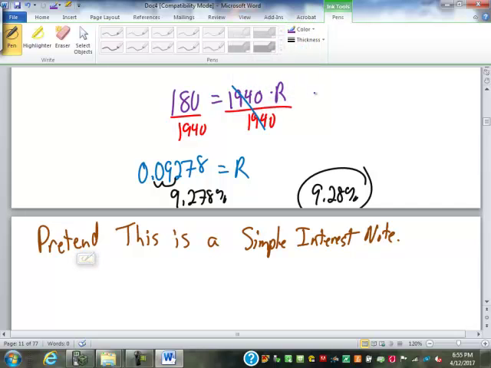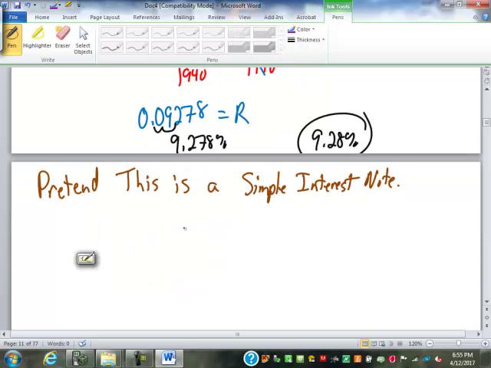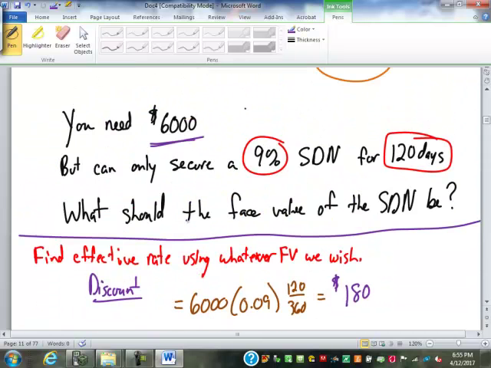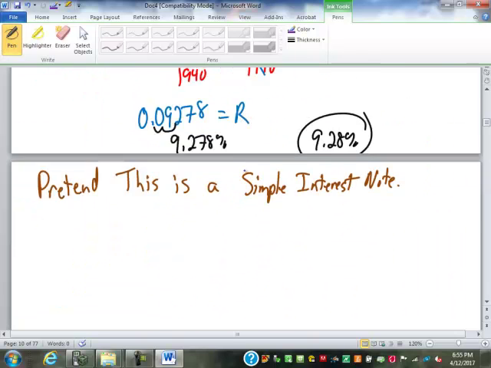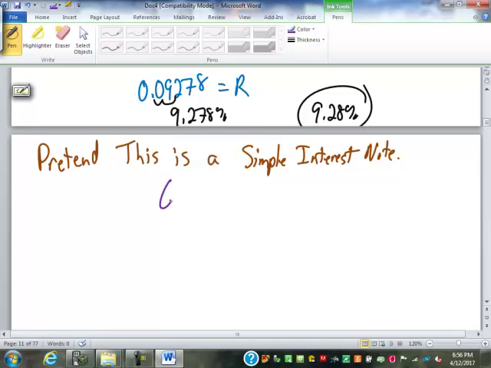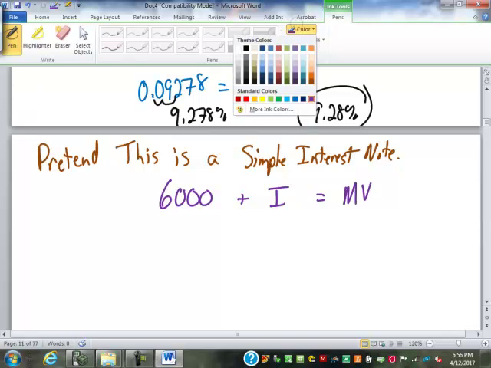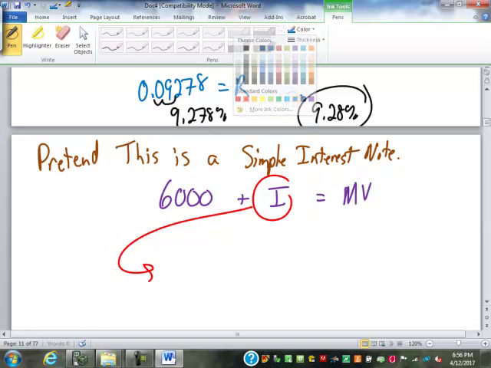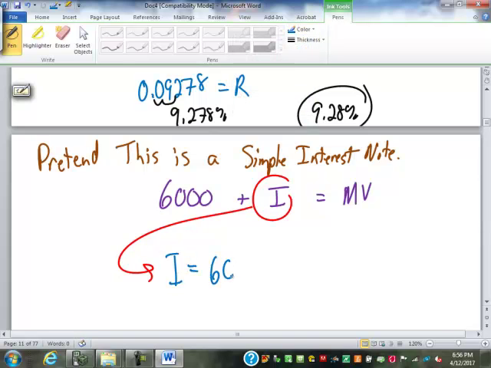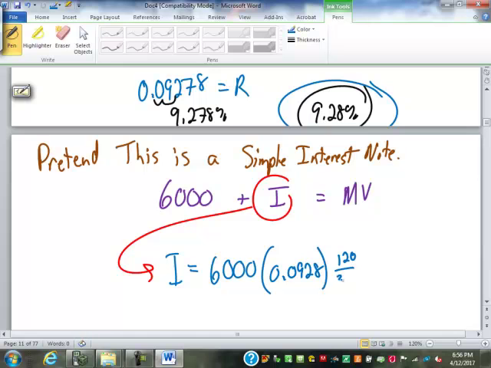If this were a simple interest note, and our good buddy needs this $6,000, they're going to get the $6,000 up front, right? Plus whatever that interest is gives us the maturity value. So we're going to figure out this interest based on that principal of $6,000, but our rate's going to be the effective rate. And the time, of course, is still 120 over 360.